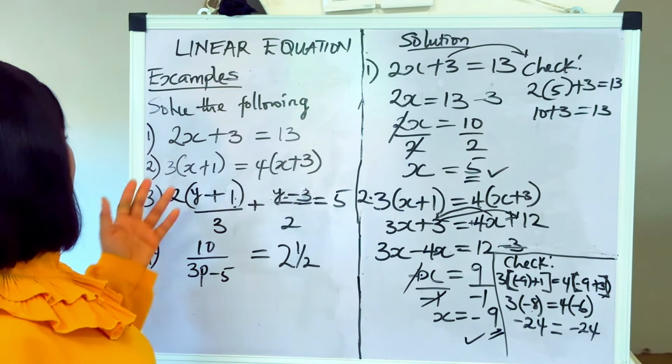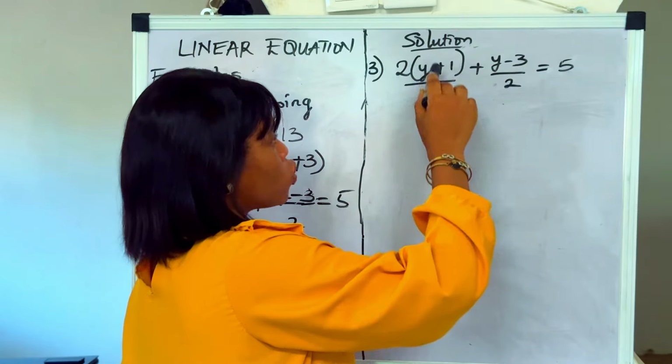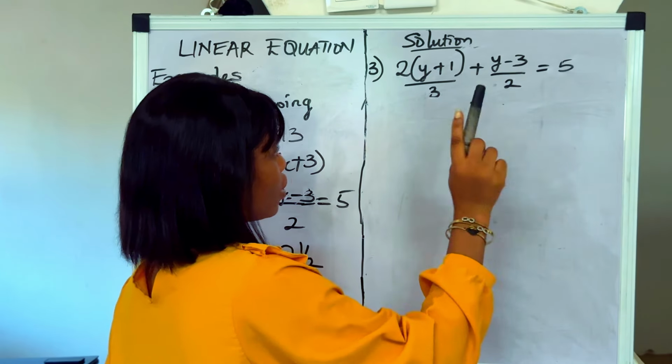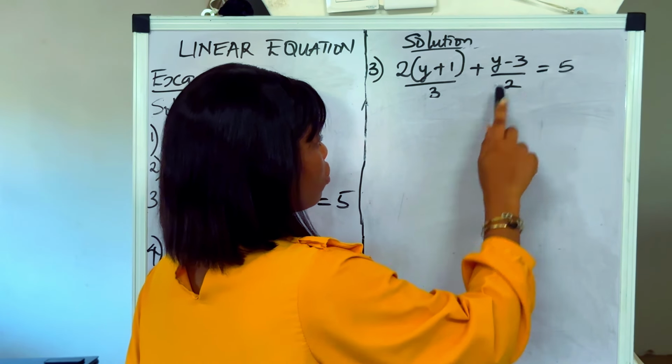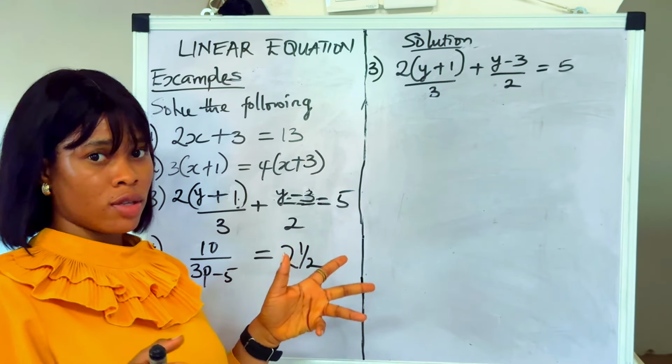Now let's look at another example. Now look at this question 3. We have 2 into brackets y plus 1 all over 3 plus y minus 3 all over 2 equals 5. Now you see that this question is a bit different from the others.